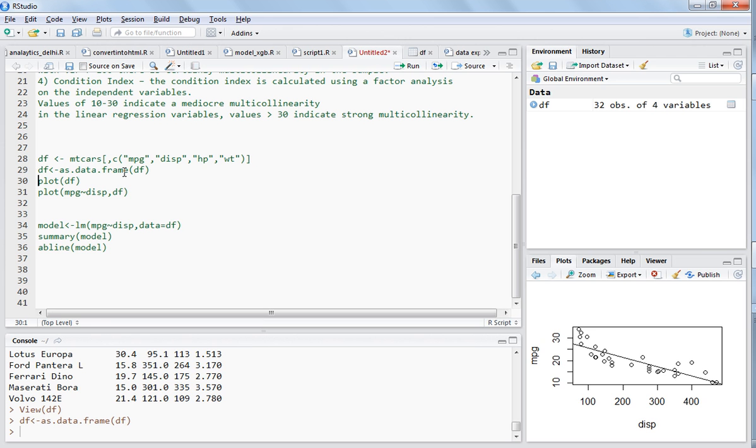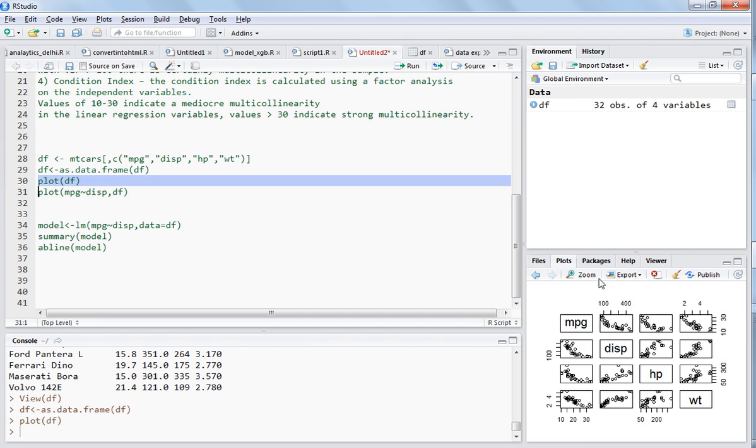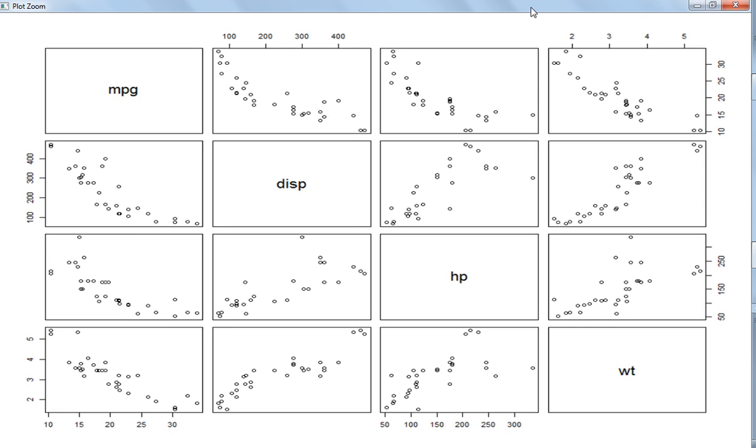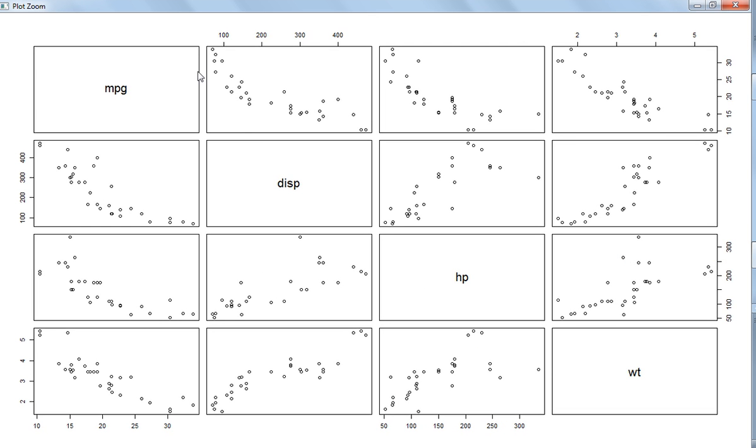So let's plot this data frame. On the right hand side, it shows the relationship between the variables like mpg and displacement. As displacement is increasing, mpg is going down. It shows that there is some relationship. We cannot say linear, but there is some decreasing pattern in that. But of course, we can fit some line in that, right?